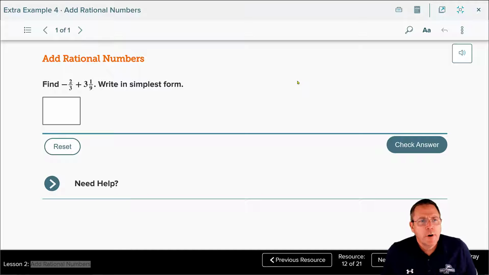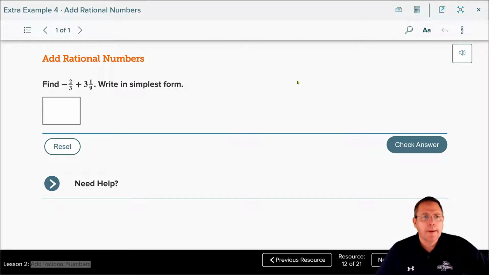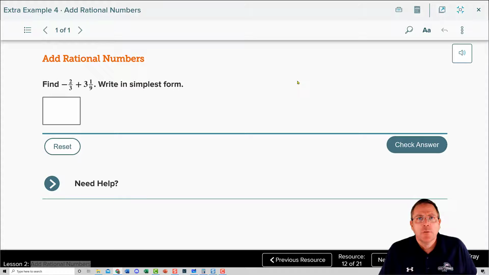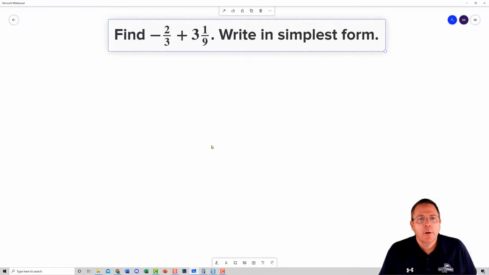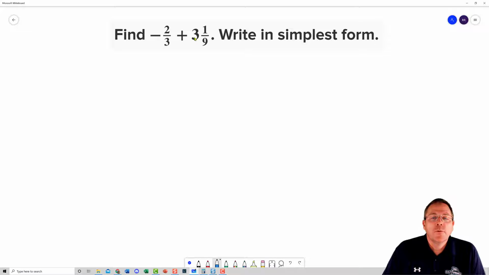Now we have a new problem that the textbook wants you to work on your own, but I'm not going to have you do that yet. I want to work through one slowly with you, showing you the work the way I would show it. The problem is negative 2/3 plus 3 1/9. So I'm going to come over to my scratch page here, and I'm going to change it to my pen tool. First thing I'm going to do is change my mixed number to an improper fraction.